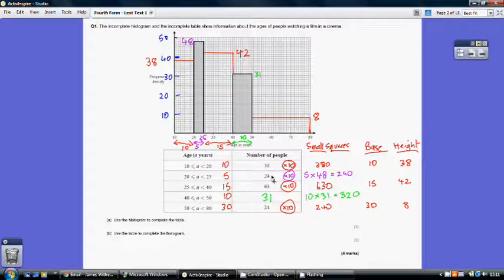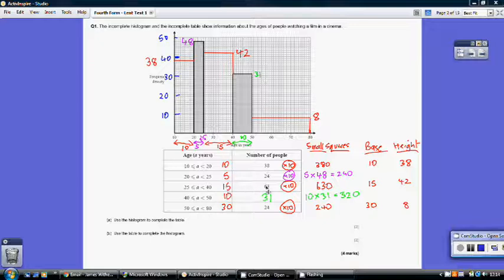So to break the code, if you like, to get from the number of people to the number of small squares you multiply by 10. So we've broken the code, so we can now start filling in the gaps. For this first bar here, we've got a base of 10, going from 10 to 20. The number of people is 38, so we multiply that by 10. So this bar is going to have 380 small squares. It's got a base of 10, so that needs to have a height of 38. So there's the bar there.